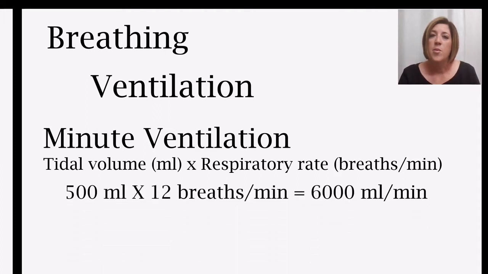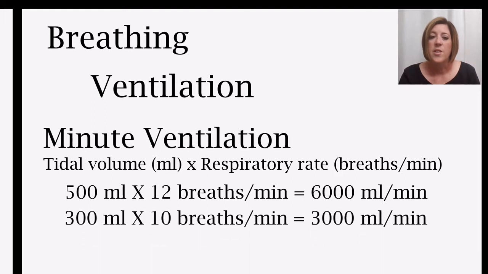So one example, if they're moving 500 milliliters in one breath and they breathe 12 times a minute, that gives them 6,000 milliliters a minute, which is a good minute ventilation for an adult. If we have problems with either tidal volume or respiratory rate, that's going to reduce the amount of air they're moving.